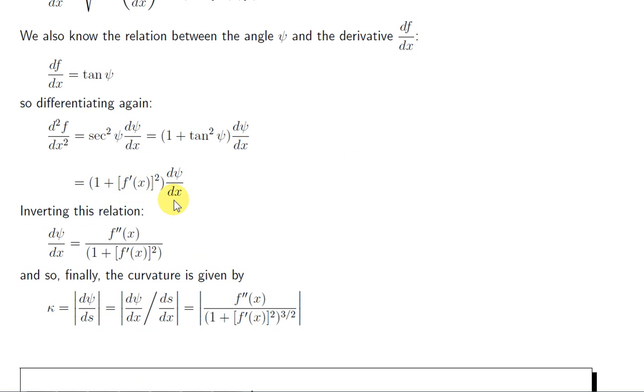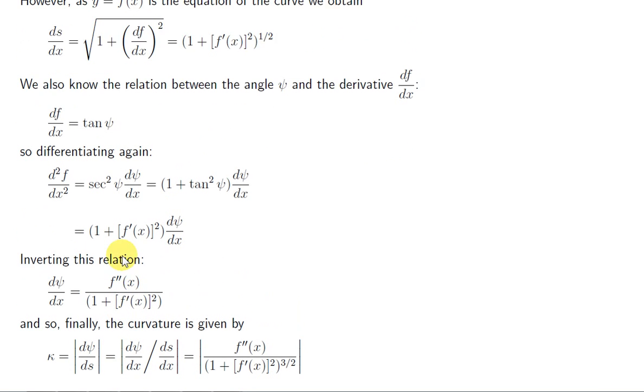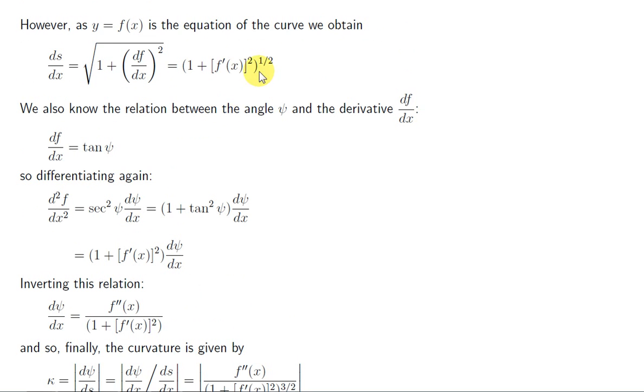So now we can write d psi dx in terms of the first and second derivatives of the function with respect to x, in terms of f prime of x and f double prime of x. That's what this thing here is. So f double prime of x divided by 1 plus f prime of x squared will give us d psi dx. And to go back to the curvature again, we know we have to divide d psi dx by ds dx. So here's d psi dx, and we need to divide it by ds dx, which is this thing here.